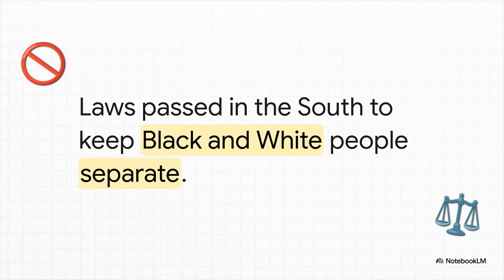But even after the Union won the war and slavery was abolished, the struggle for real equality was far from over. A new system of oppression rose up in the South. These were called Jim Crow laws, and they brutally enforced racial segregation for decades to come.